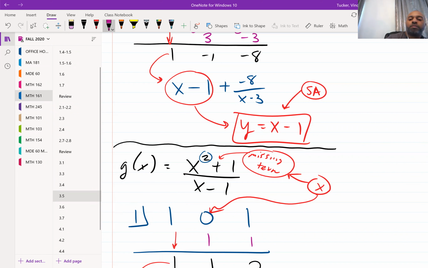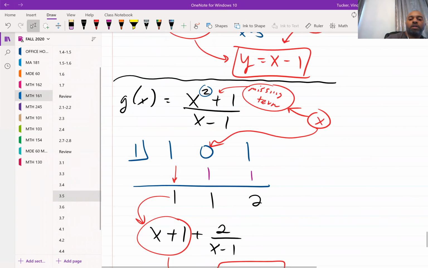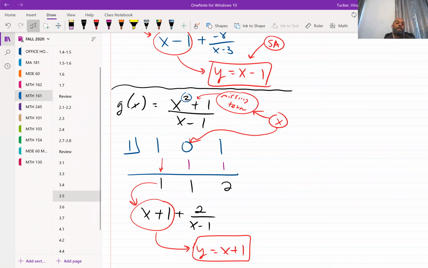We had a missing term. Our x term is missing, so I use 0 as a placeholder. And just perform synthetic division. Bring down your 1. 1 times 1 is 1. 0 plus 1 is 1. 1 times 1 is 1 once again, and then 1 plus 1 is 2. That gives me a remainder of 2. x plus 1 will be the slant asymptote.